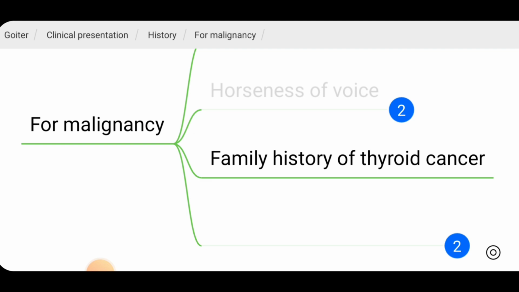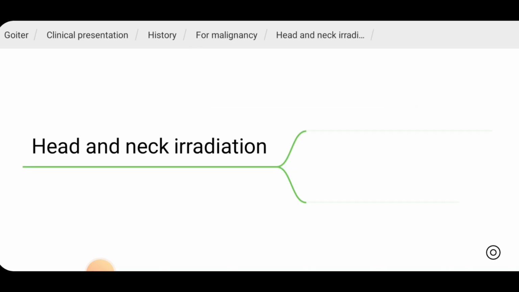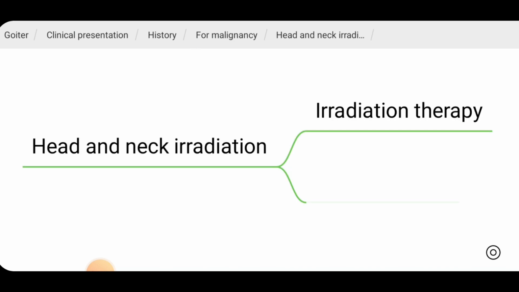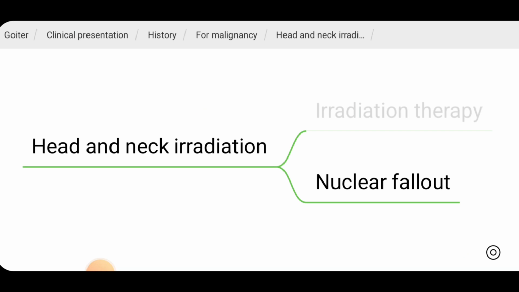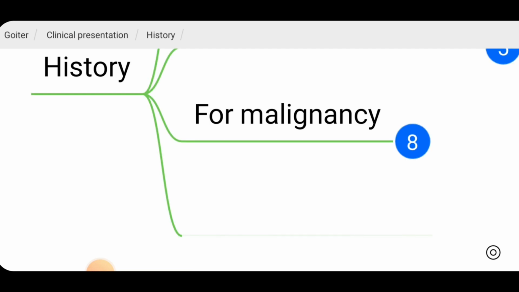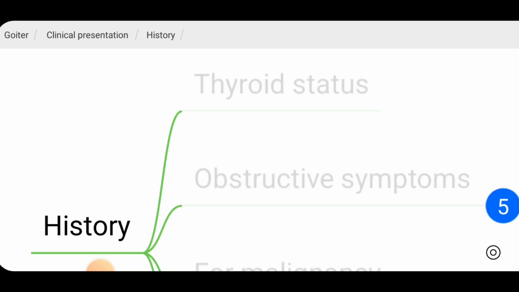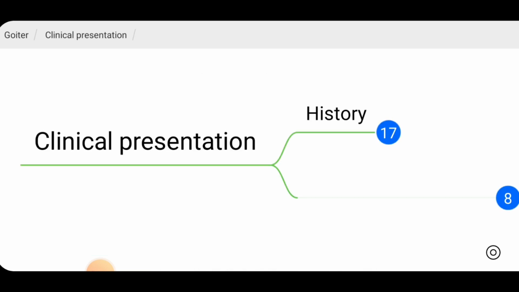And also we have to ask about the family history of thyroid cancer or any thyroid neoplasm, and also the history of head and neck irradiation. This is not just taking a neck x-ray or something. It is the irradiation therapy or nuclear fallout that may increase the risk of thyroid cancer. And also in the history we can ask about the medication history. So those are the things we can ask in the history of these patients.